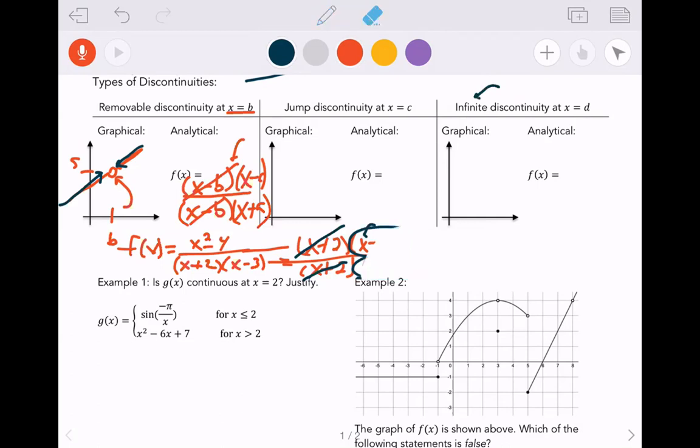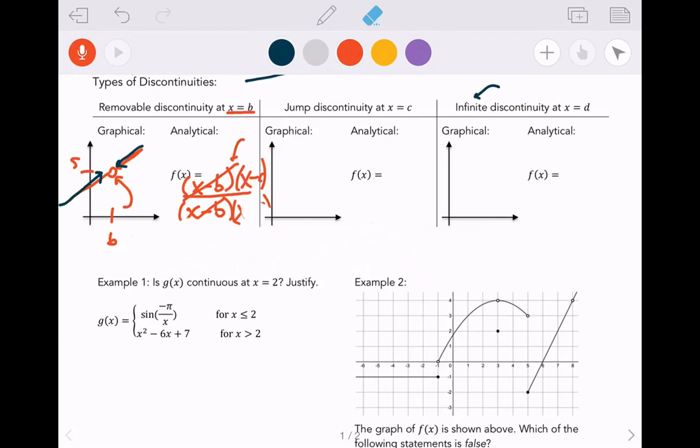I'll erase that little analytical analysis there. All right, let's go to the next one. What happens when we have what we call a jump discontinuity, which creates visually a graphical gap? We can't use the words jump or gap in our explanations. We have to use proper notation.